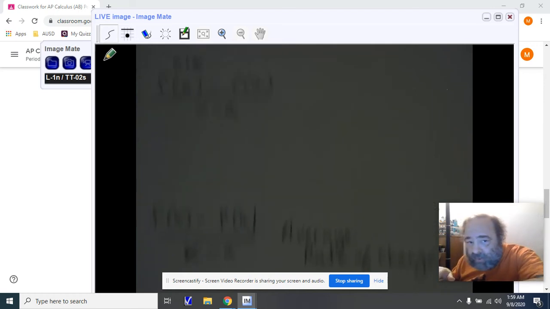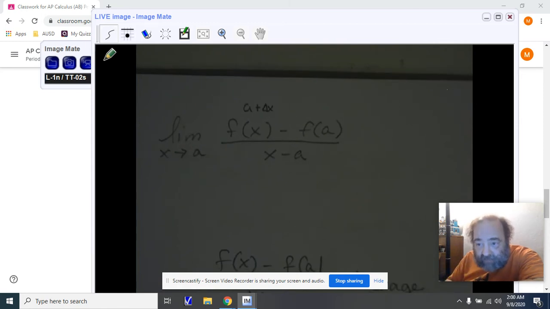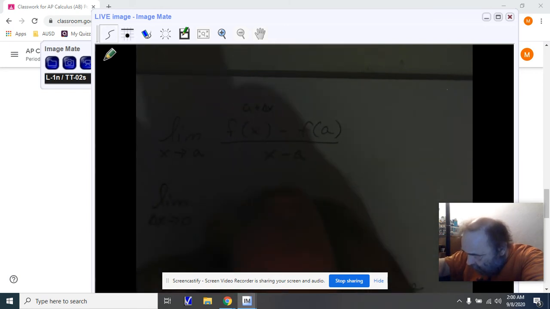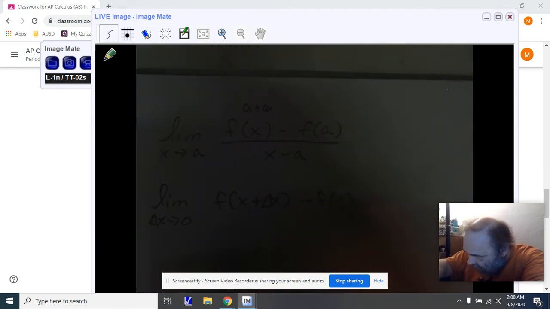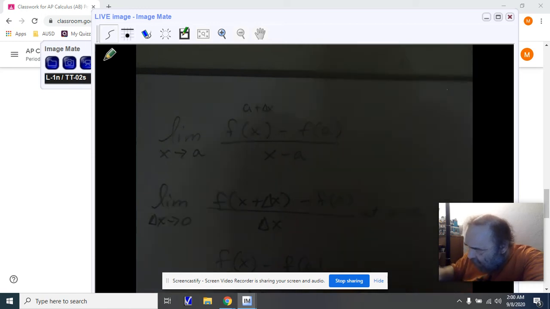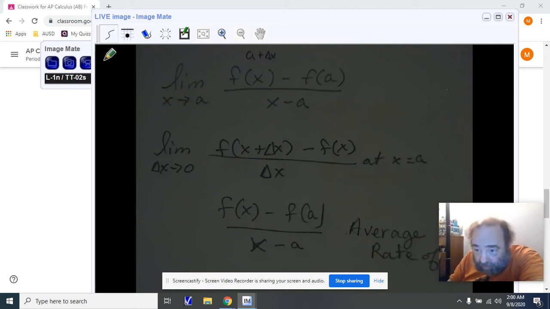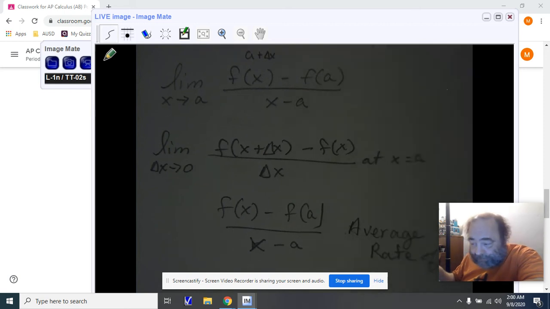If, however, they are asking you to apply the limit of the difference quotient, that limit as x approaches a for f of x minus f of a over x minus a, or, as I've already shown you, the limit as delta x approaches 0 for f of x plus delta x minus f of x all over delta x at x equals a, that is an instantaneous rate of change, also known as the slope of a tangent line at a, and is a derivative. So let's take a look at an example.